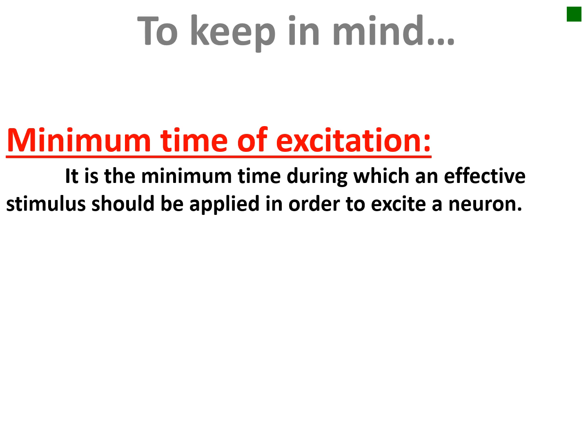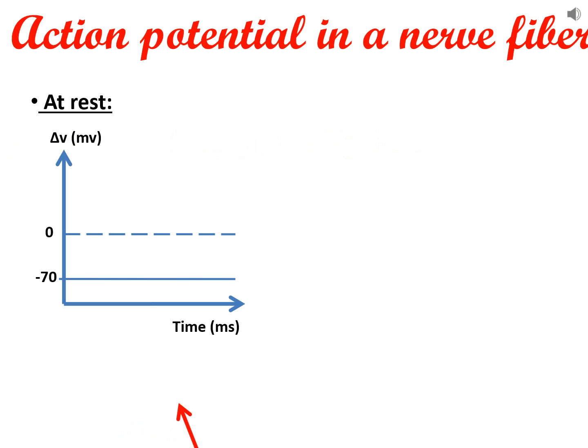Also, the minimum time of excitation is the minimum time during which an effective stimulation could cause or initiate a response. The nerve fiber is said to be at rest at minus 70 millivolt.